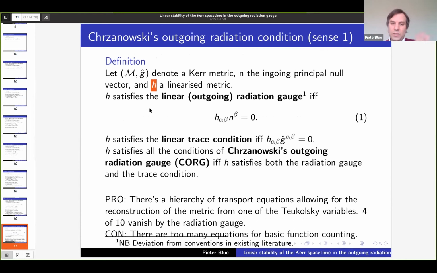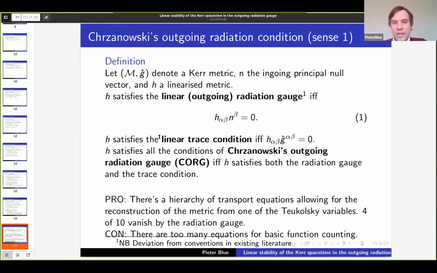So we're slightly changing the notation that he used and the terminology, but this cleans it up a little bit. It satisfies the linear outgoing radiation gauge if the linear metric contracted with the ingoing principal null vector is equal to 0. So that means all the ingoing components are set to 0, and that's why it's called the outgoing radiation gauge. And we contract over the betas, so we have one free index alpha here, and so that gives us 4 equations, which is the right number of equations that we should be expecting.